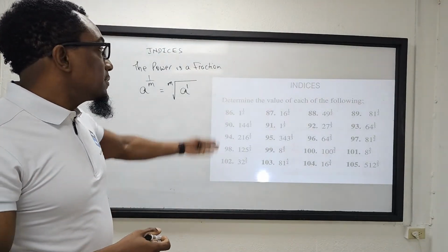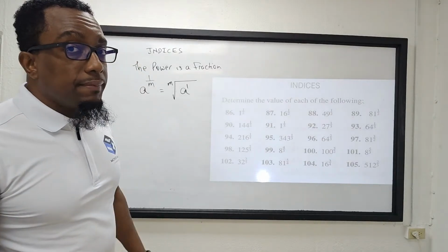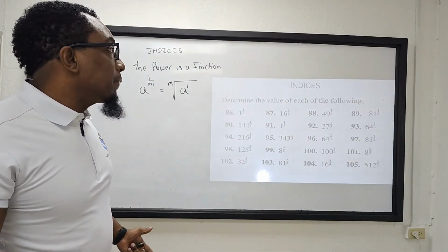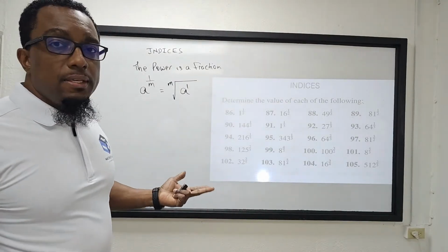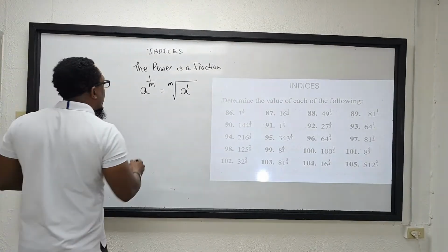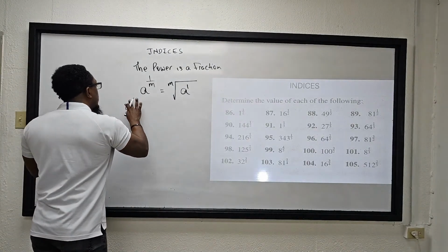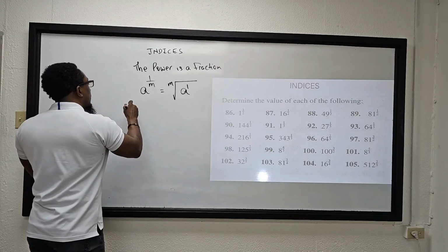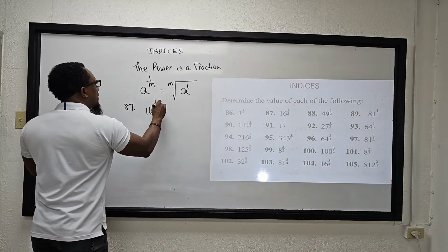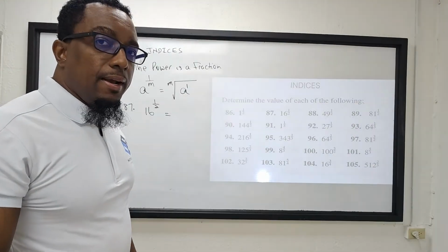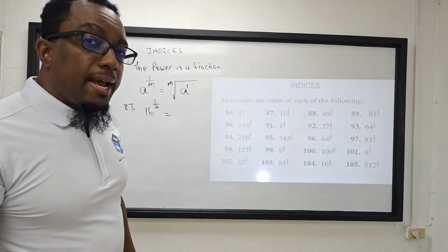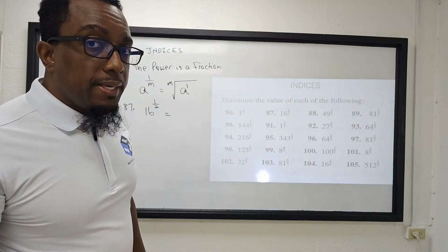Alright? So let's pick one of these, and of course there are 2 ways of getting the same answer, right? So let's pick one. Let's go with 16 to the power of half. So I go 87. 16 to the power of half. Yeah? I can write this, and again you can use a calculator. 2 ways I'll show you.